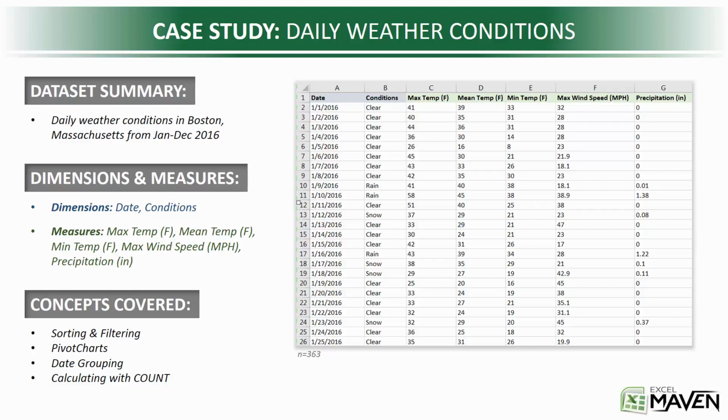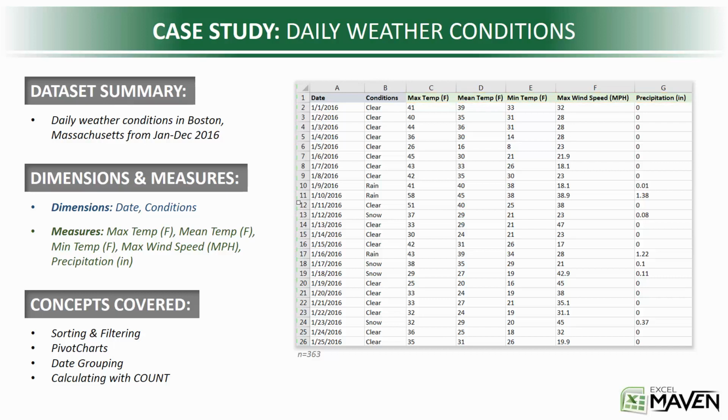All right, our next case study is daily weather conditions. The data set that we have to work with here is daily weather data from Boston, Massachusetts from January through December 2016. So we actually have just under a full year of data, 363 rows to work with. Got dimensions like date and the type of conditions, so clear, rain, snow, and then some measures to capture the max temperature for the day, the mean temperature, minimum temperature, maximum wind speed, and any precipitation in terms of inches.